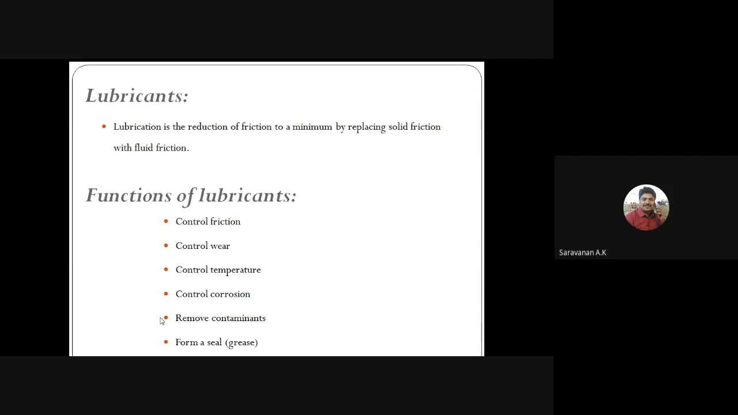The lubricants have certain functions. What are the important roles of the lubricants? The lubricants control the friction, control the wear and tear, control the temperature and corrosion, remove the contaminants, and make a firm seal. These are all the functions of the lubricants.